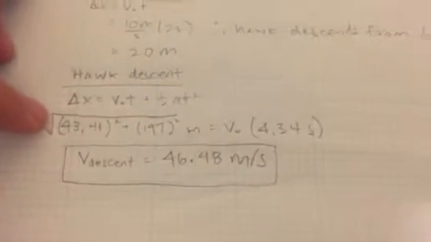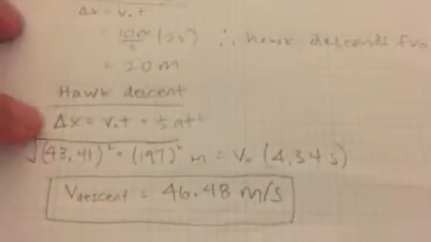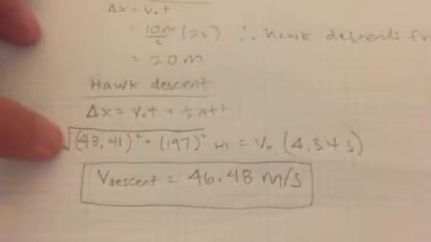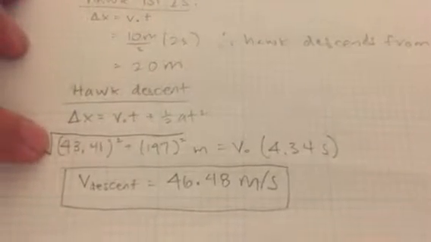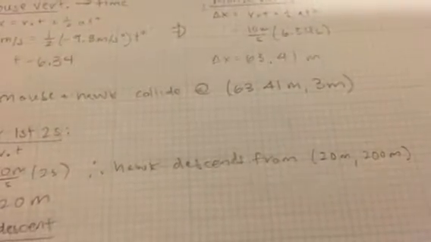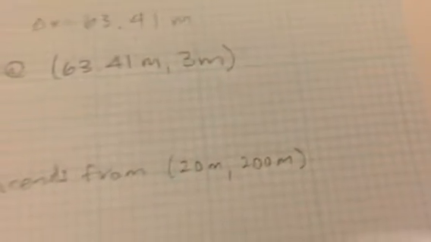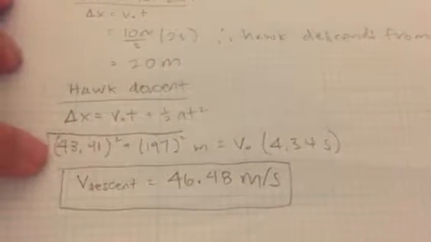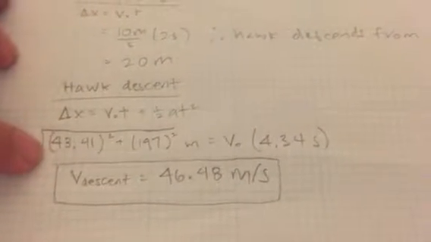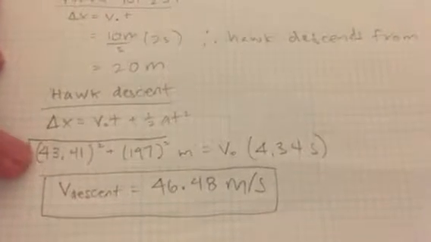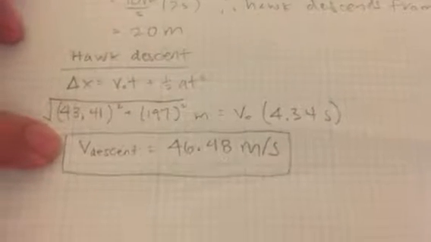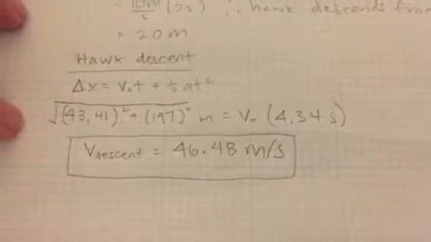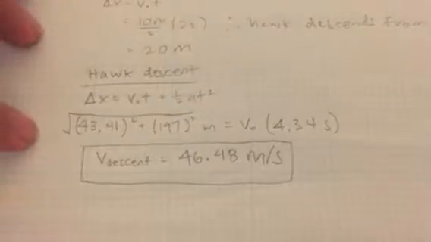So now we can use this to find the velocity of the hawk's descent using this kinematic. The distance that the hawk covers on its descent can be found using the Pythagorean theorem, because we know the point that it's going to retrieve the mouse at, and we also know the point that it is descending from. We use the Pythagorean theorem to calculate the distance that it covers on this descent, and then we divide this by the time to give us the velocity of the descent, which is 46.48 meters per second, and this is your solution to part A.